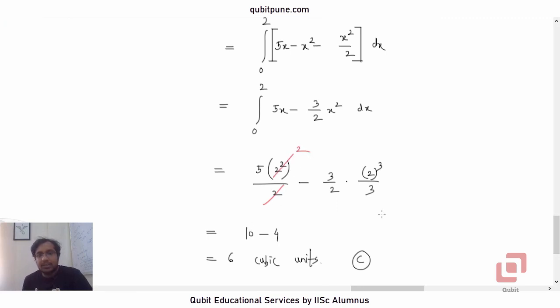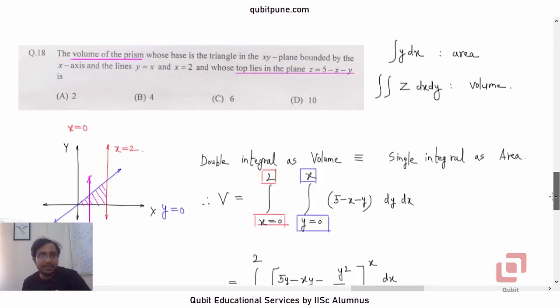2, so that is 10. In this case 3 gets cancelled, this is 2 cube, so 8 by 2 is 4 and minus 4 is 6 cubic units. The option is C. Yes, the option is C.